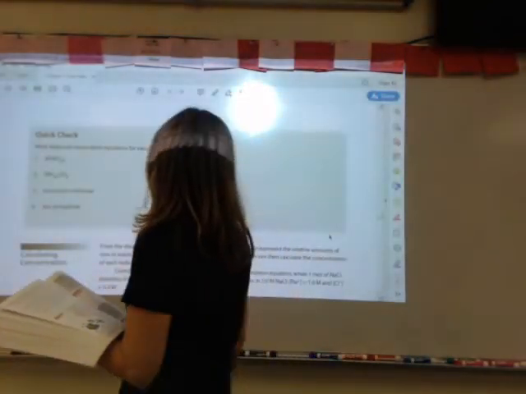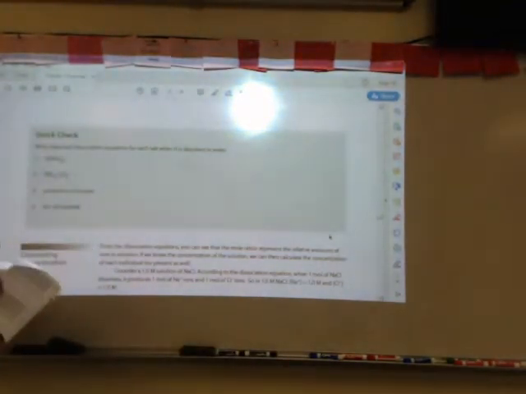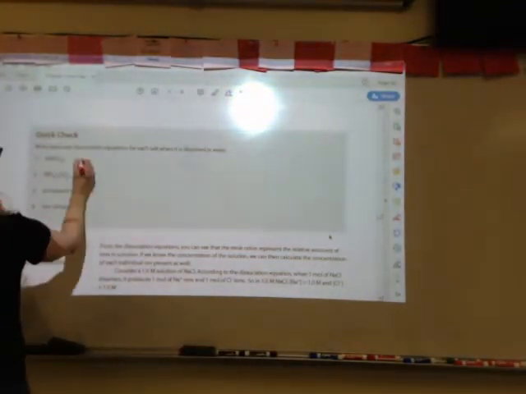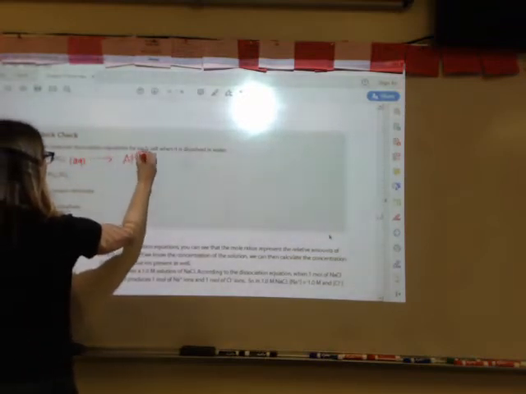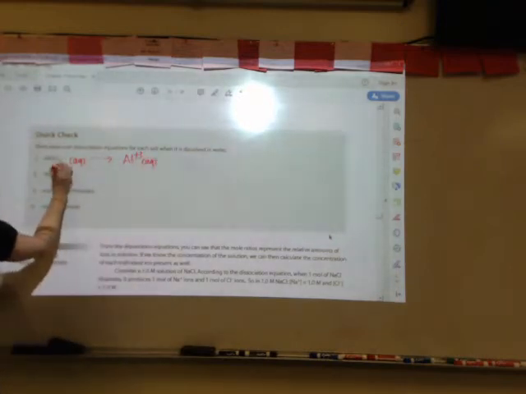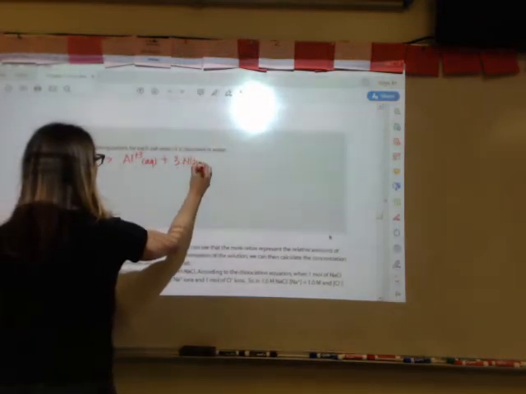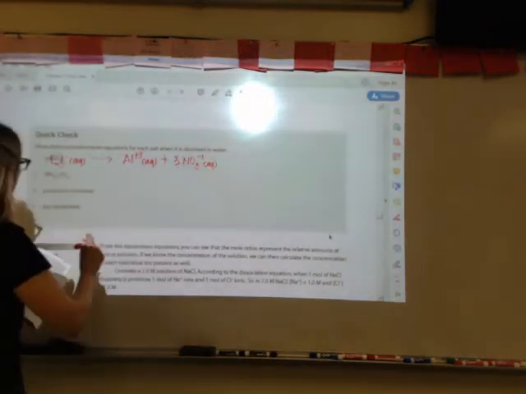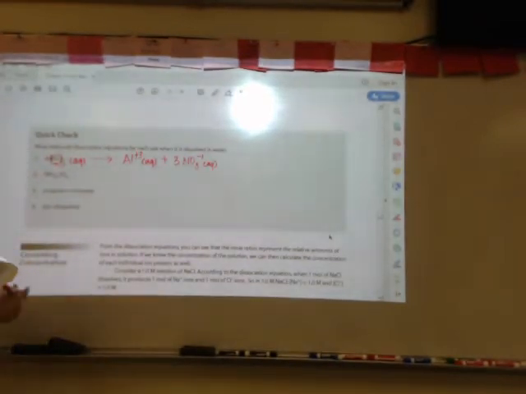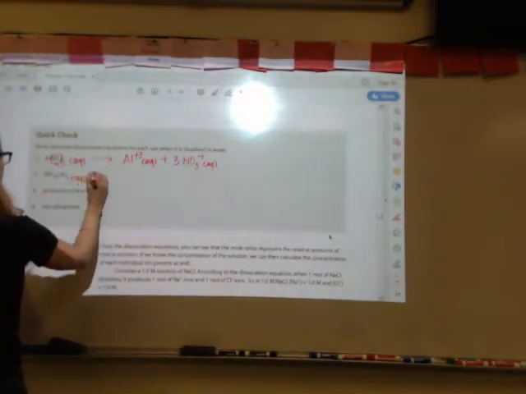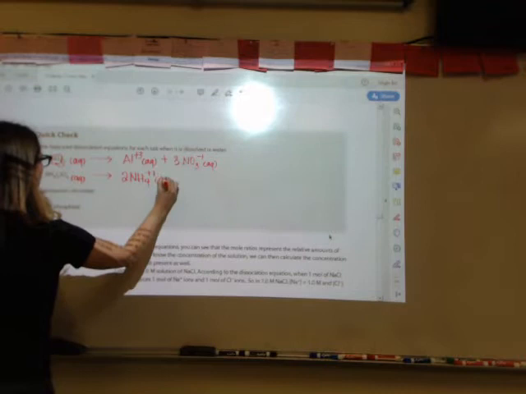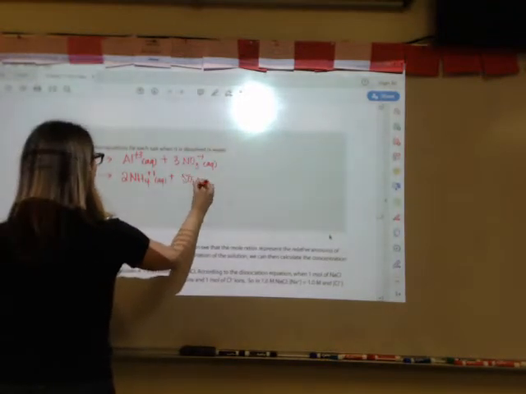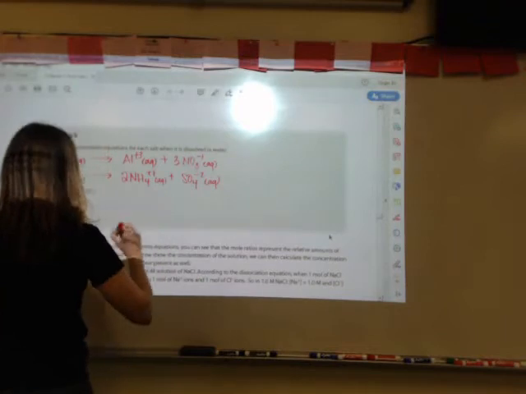If you look at number 1, it says write a balanced dissociation equation for the salt when it's dissolved in water. So if you have aluminum nitrate dissolving in water, you're going to form an aluminum ion. And then since you have a 3 subscript outside of this NO3, that means you're forming 3 nitrate ions in solution. And then for number 2, ammonium sulfate, you're going to form 2 ammonium ions in solution and a sulfate ion in solution.